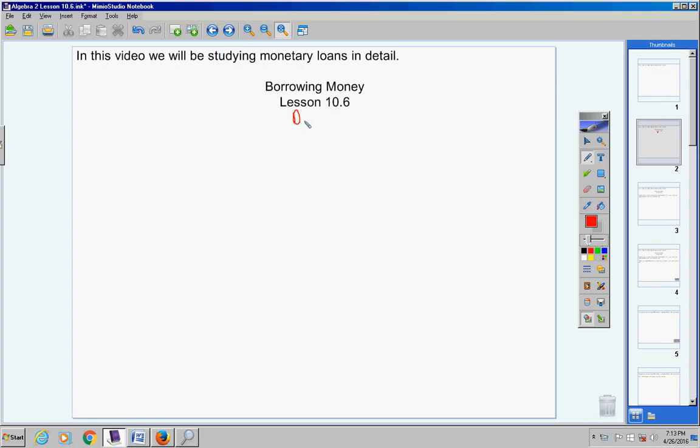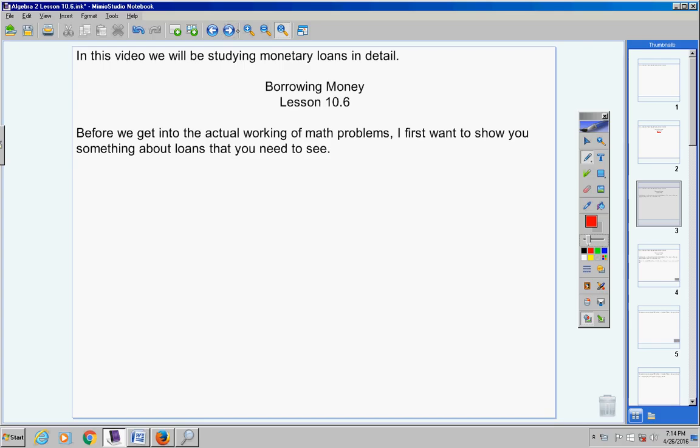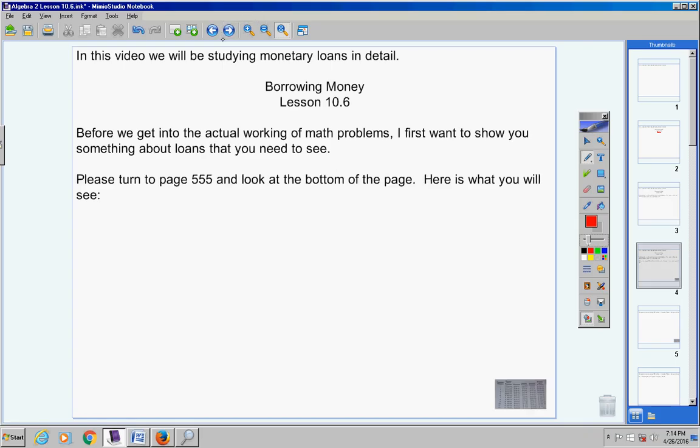Be sure and include today's date in your notes. Now, before we get into the actual working of the math problems, I first want to show you something about loans that you really need to see. So at this time, please grab your math books and turn to page 555 and look at the bottom of the page. You're going to see that we are looking at example number 1.